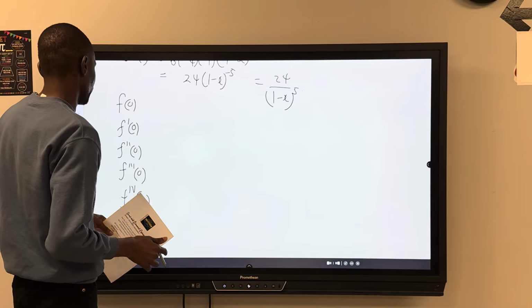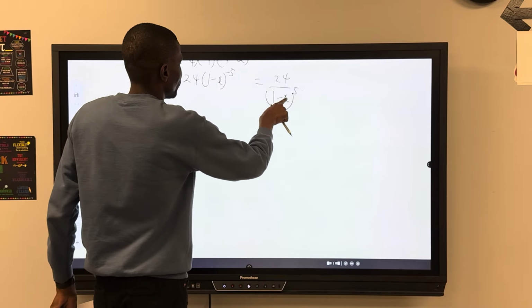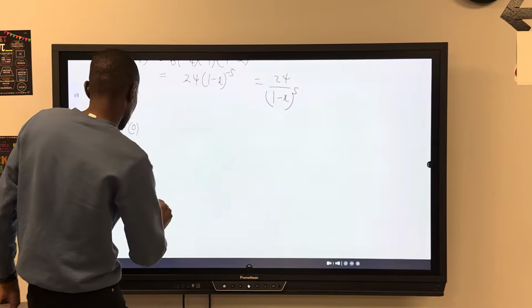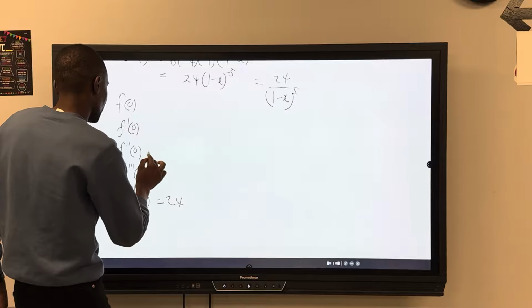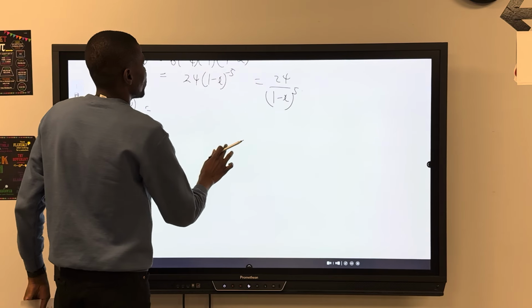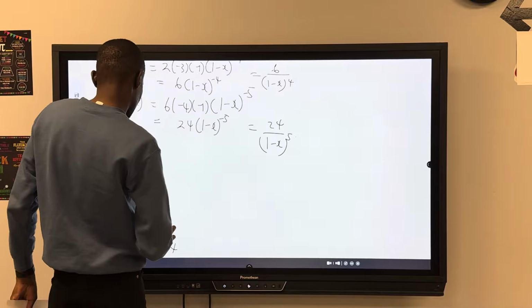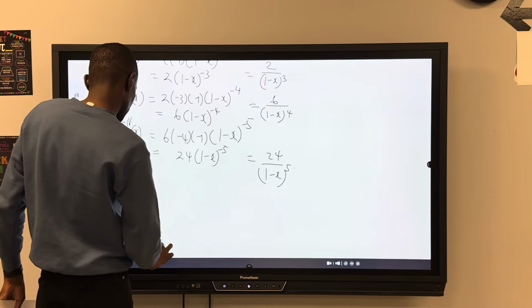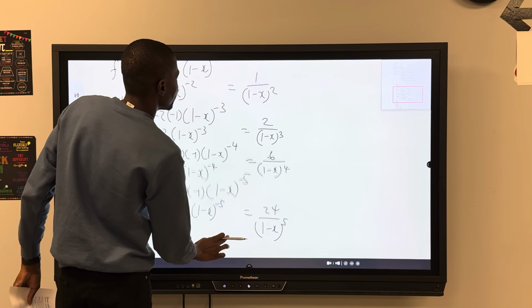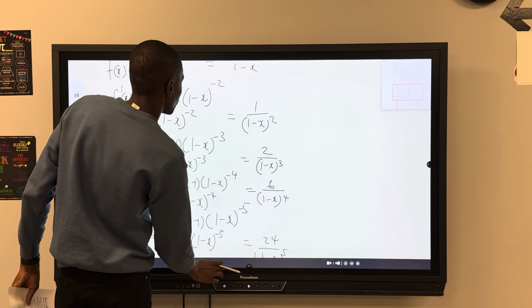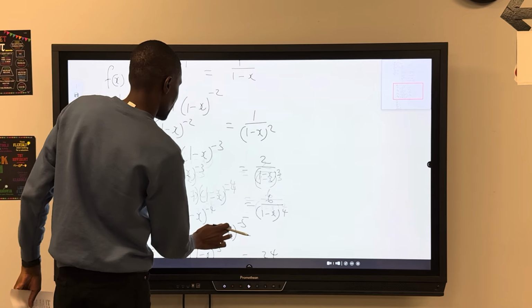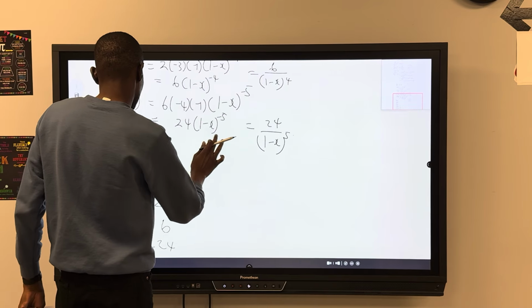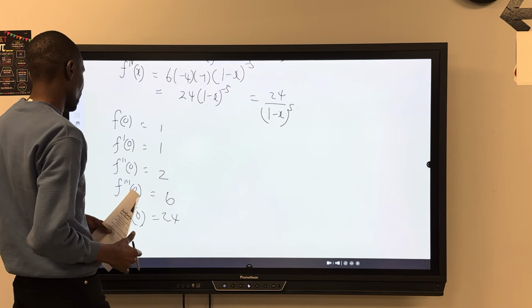Right, so if we plug in 0 here, 1 minus 0 is 1, so it's just 24, right? Okay, so if we plug in 0 there, it's 6. If we plug in 0 there, it's 2. If you plug in 0 there, it's 1, and on the other one, it's 1 as well. All right, so both of these are 1s.